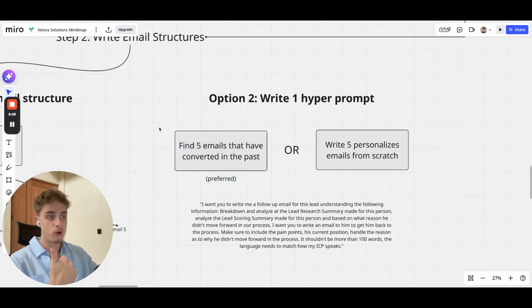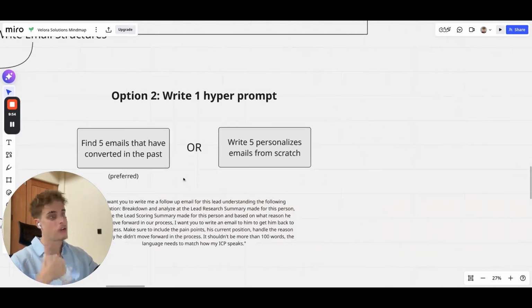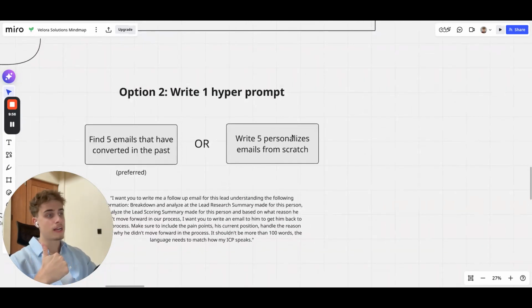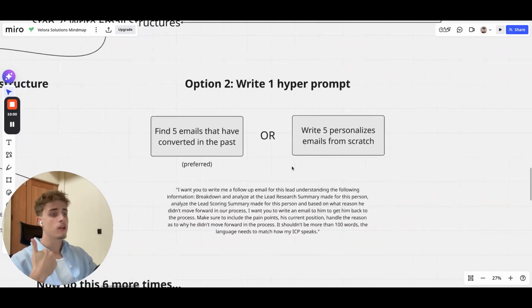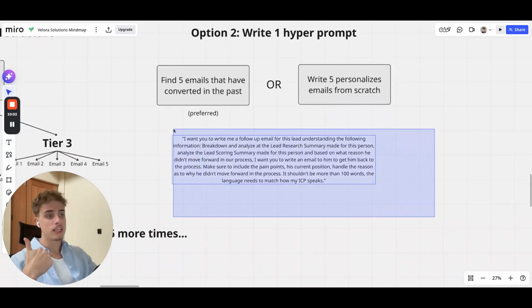That's why preferably find 5 follow-up emails that have converted in the past, and give them to Claude, because then it has a structure. Or if you don't have that, then just write 5 personalized emails from scratch. Because Claude needs to know what a good email looks like. And then you need to give it a long prompt.